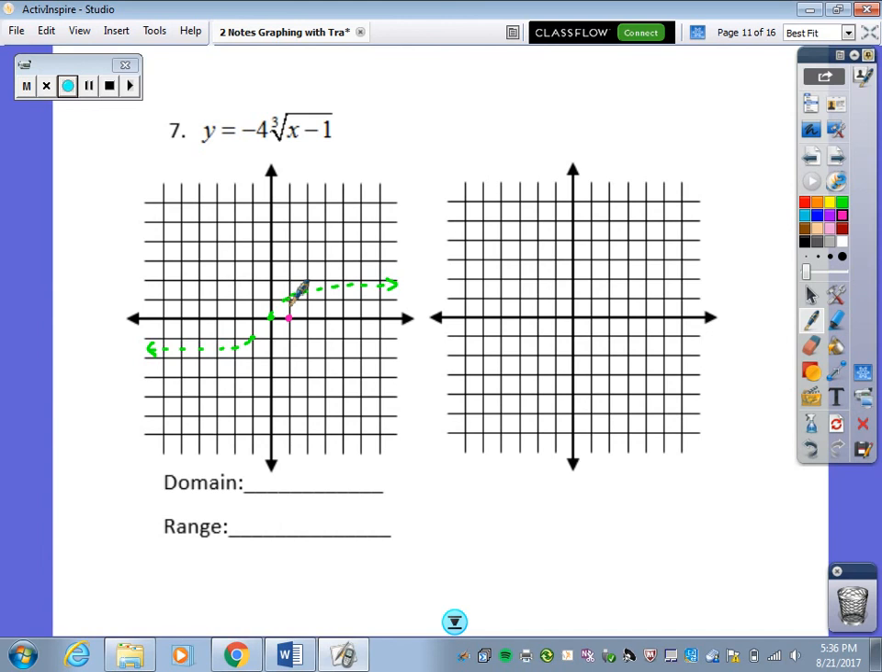Now let's look at point (1, 1). 1 times -4 is -4. Move to the right 1. Now let's look at this point. -1 times -4 is +4. Move to the right 1. And we have a new function that looks something like this.